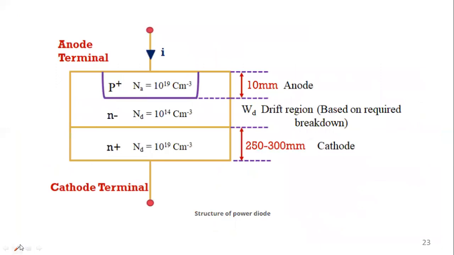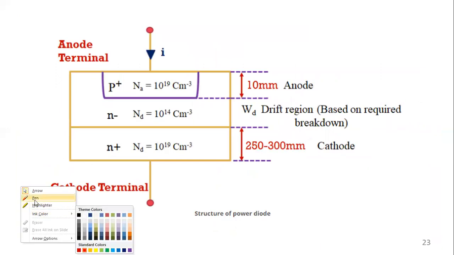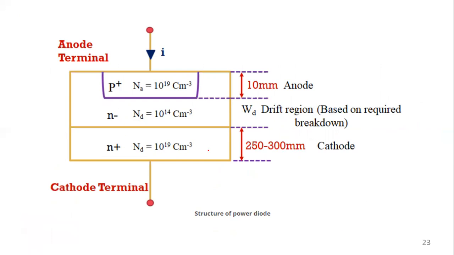This is the same figure, with a bit more clarity given here. N plus is heavily doped, N minus is lightly doped, and P plus is again heavily doped, with anode and cathode as shown. So why the N minus layer? This is a very important question. Why the N minus layer?